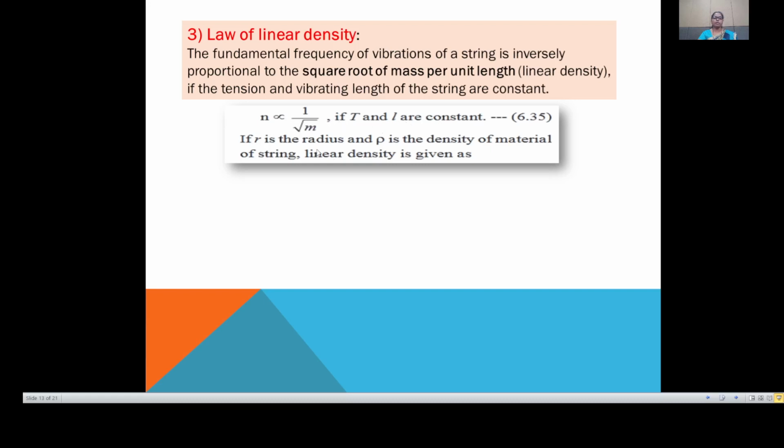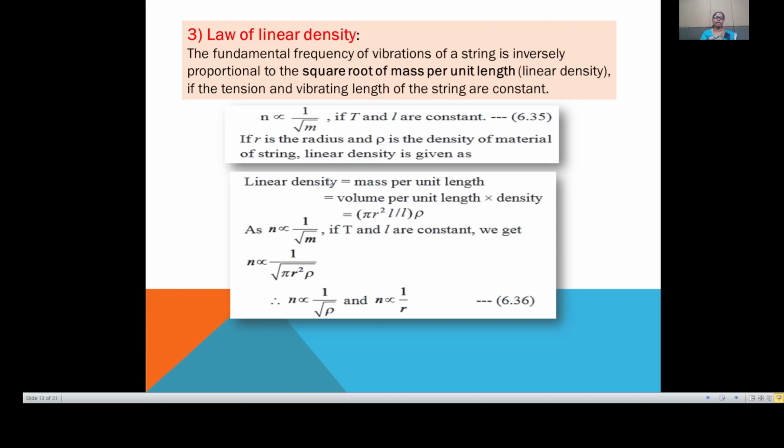If r is the radius and rho is the density of the material of the string, linear density, that is mass per unit length, is equal to volume per unit length times density, and volume is equal to pi r square L, so M is equal to pi r square L divided by L into rho.